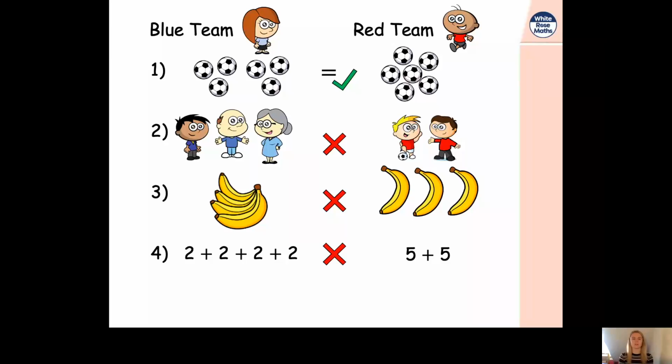Now here's a question. What would we need to add to the blue team's number sentence to make it equal to the red team's number sentence? What do we have to add to 8 to make 10? Yes, that's right, 2. So if the blue team added 2 to their number sentence, they'd be equal to the red team's number sentence. Well done. Let's move on to today's learning.